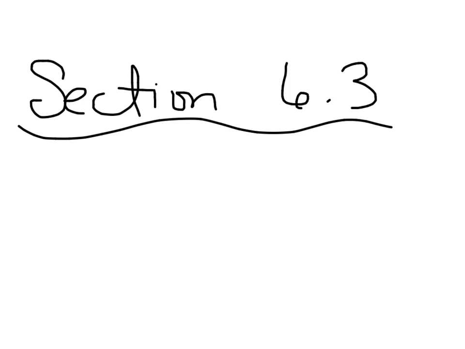Section 6.3 starts on page 260. What we're going to talk about in this section is unit pricing. Unit pricing means per one of something. This is how, when you're looking at stuff, you can determine what's the better buy, like how much each thing costs.